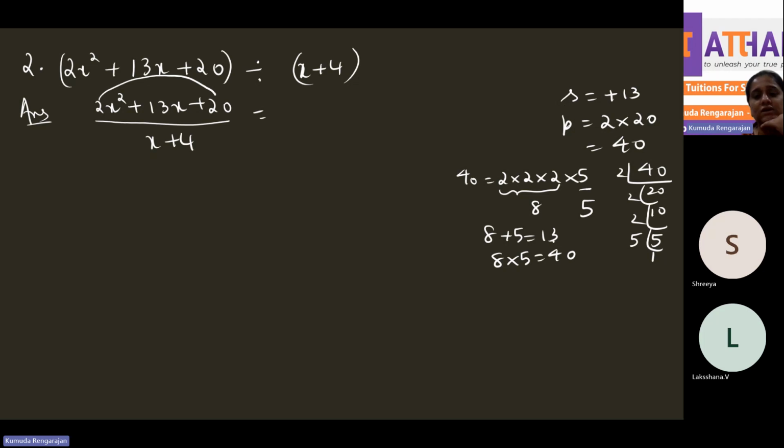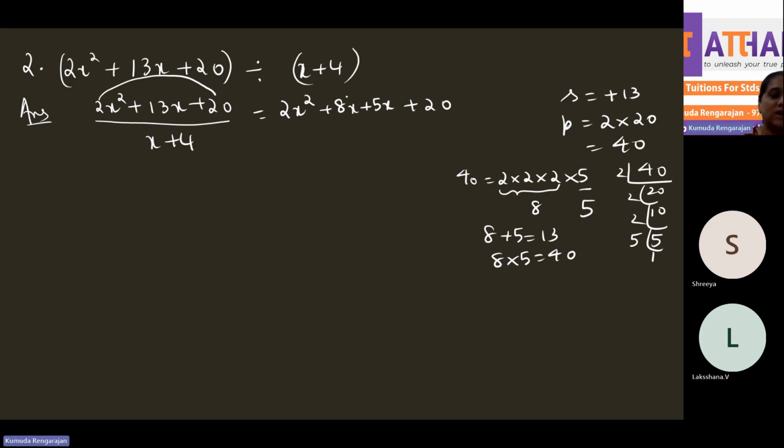8 plus 5 is 13. 8 into 5 is 40. So split the middle term. Write the first term as it is. Write the last term as it is. Split the middle term. The middle term plus 13x is written as plus 8x plus 5x, because the numbers are plus 8 and plus 5. Signs you have to fix. You can take any signs, you need to get the required sum and the product. The sum is positive 13, and the product is positive 40. So the two numbers are plus 8 and plus 5.